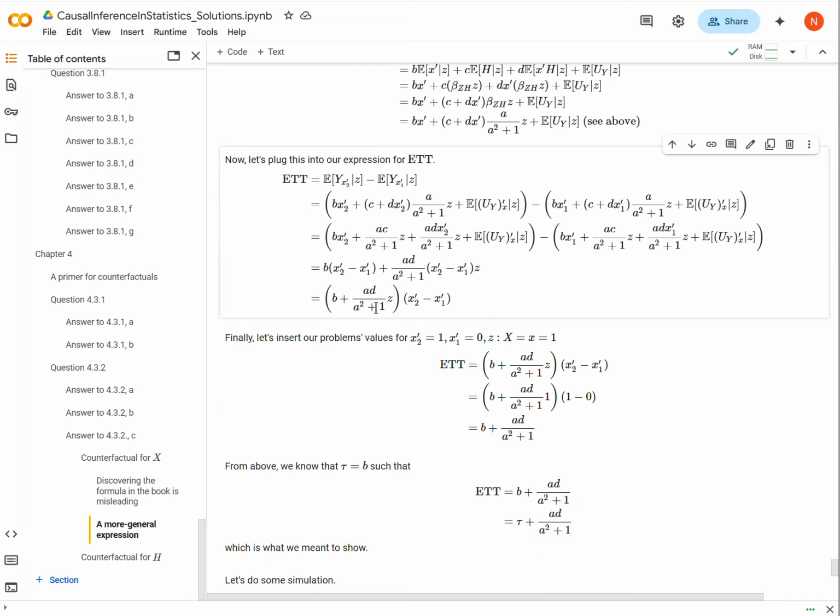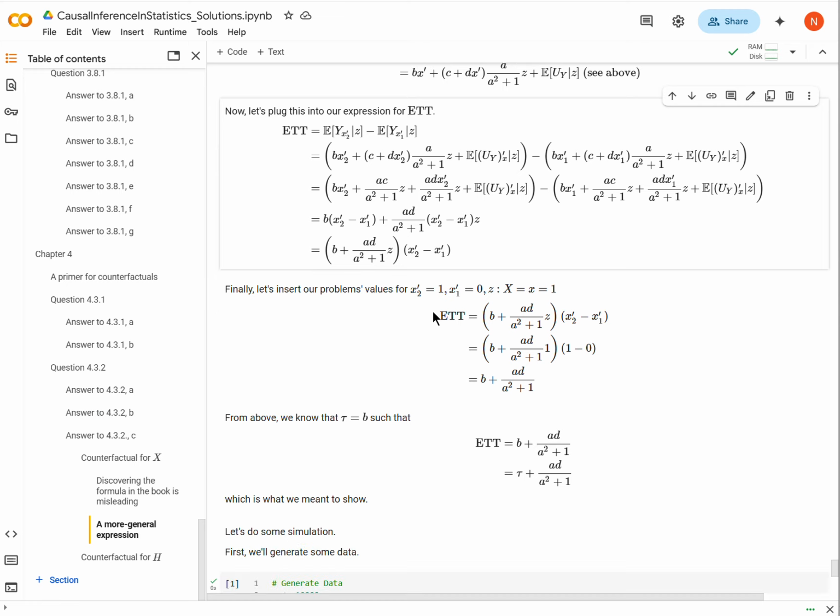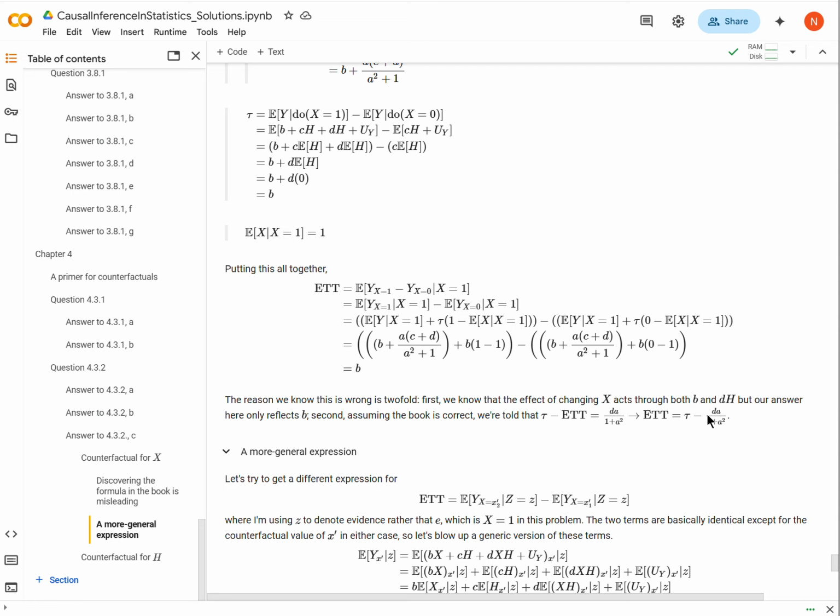So if I put in the values that I know exist, where x prime 2 is 1, x prime 1 is 0, and z is x equals 1, then anywhere I see a z, I can just put a 1. Anywhere I see an x prime 2, I can put a 1, and anywhere I see an x prime 1, I put a 0. We simplify all that, and we get this, which is exactly what we were meant to show in the first place.